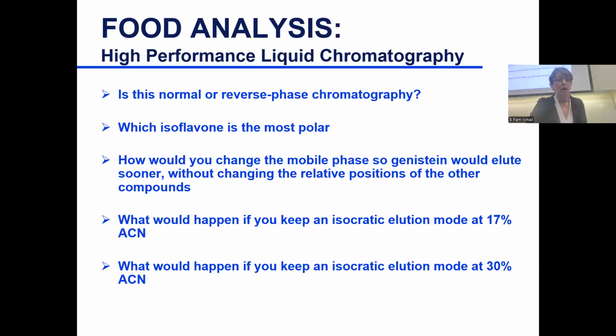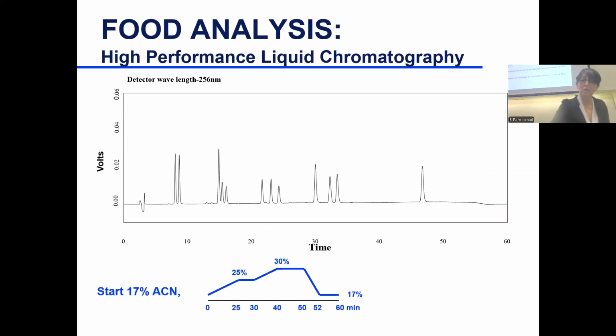All right, last, what would happen if you keep an isocratic solution at 30%? William, you want to tell me? Yes, thank you. So they're all going to come out now, all at once, and we definitely lose the separation between those that were close to each other. So maybe we will get one peak here, one here, one here, and one here. So maybe you get 4 peaks instead of 11, and they're all going to be crowding each other. Okay, so also not a good idea.